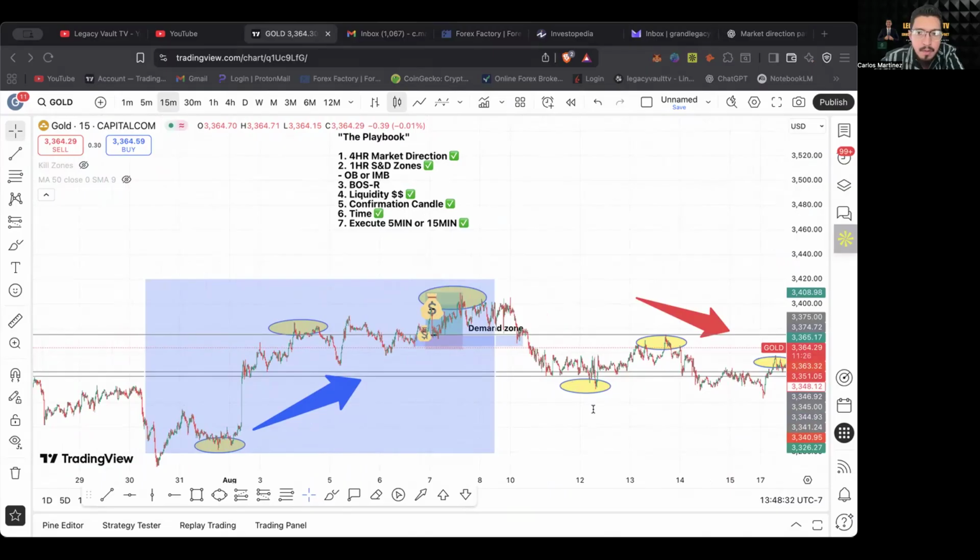So why the 5 or 15 minute for execution? Well, you look for precision on entries. Instead of entering blindly at the 4 hour or 1 hour zone, the 5 or 15 minute gives you a tighter confirmation, such as candlestick pattern, break of structure and retest, liquidity grab. This allows you to catch moves with better accuracy.